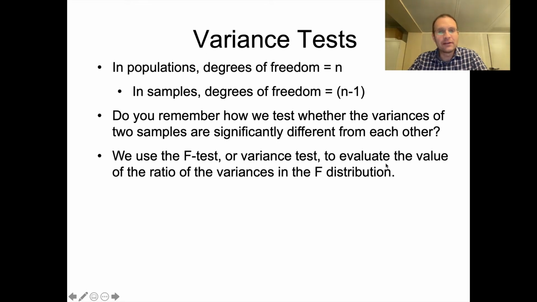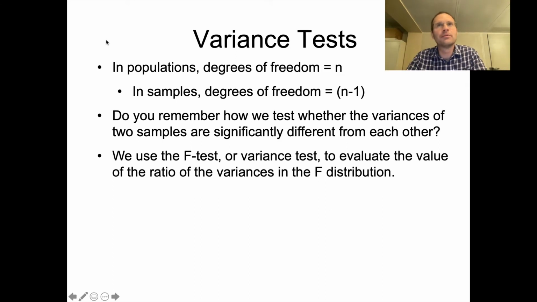So we can use an F test to evaluate the value of the ratio of the variances in the F distribution, which you might recall is this not normal looking distribution, which has kind of a clump, or it's kind of clumped together between 0 and 1, then it's got a long tail. And the goal of an F test is to see whether or not the ratio of 2 variances is different from 1, either on the short end or on the high end, as it were.